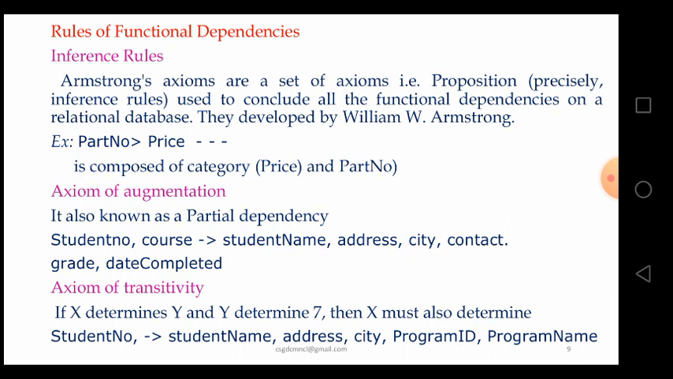To fix this problem, we need to divide the table into two as follows. One is student number, course to grade, date completed. Another one is student number to student name, address, city, contact.